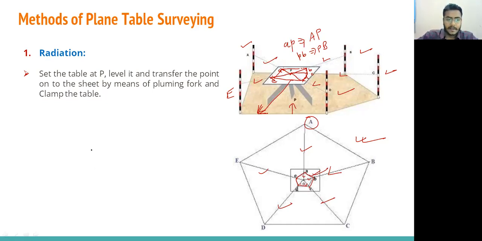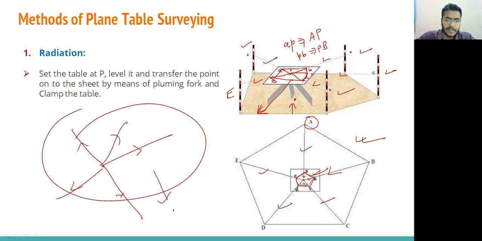You will see that all the lines we have drawn out are from the same station or same position, like this. So by the name you can guess, this is radiation. It's like a number of rays coming out from a single point or single station, or single source, we can assume like P or O, whatever. So this method is called radiation.